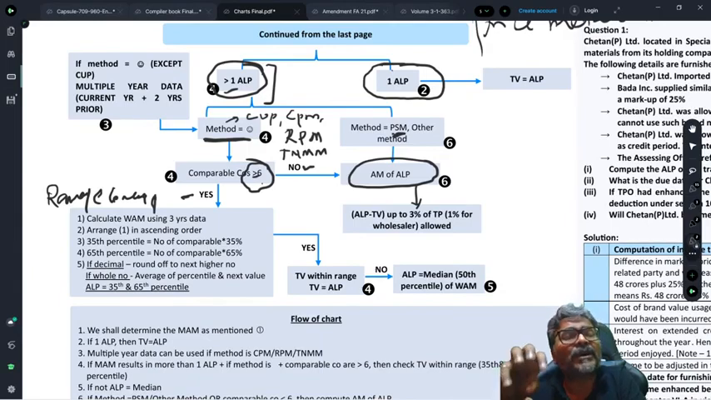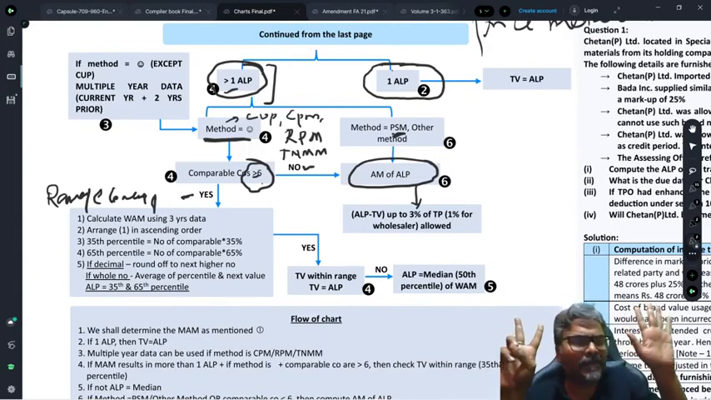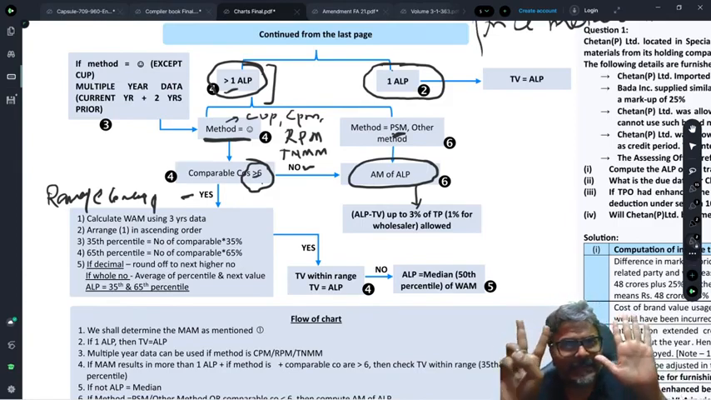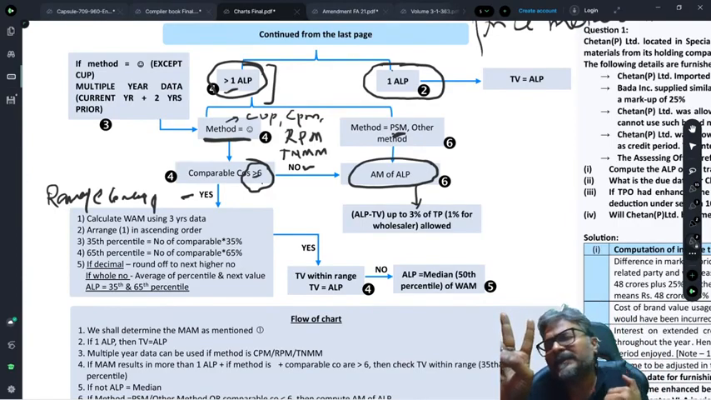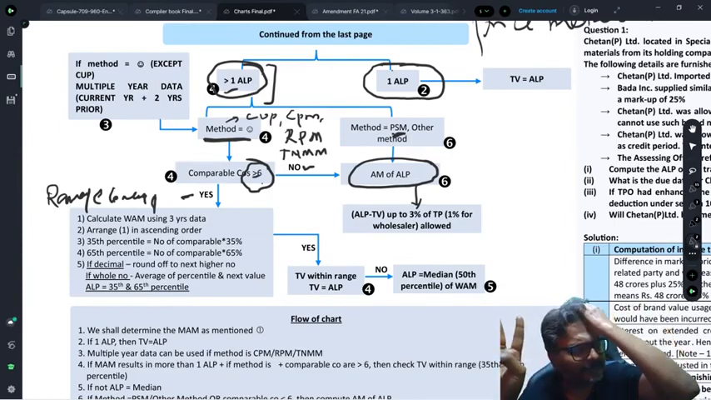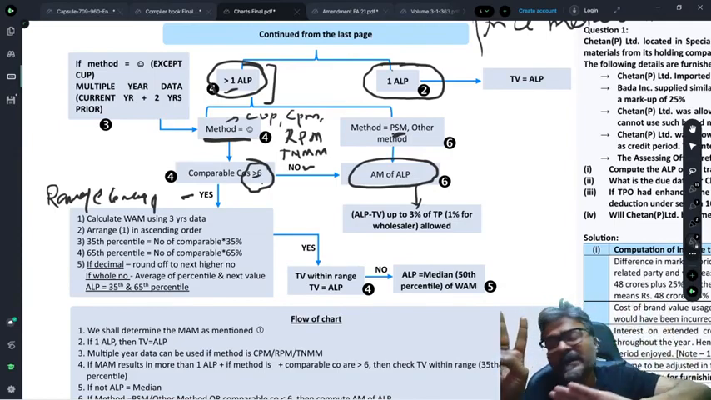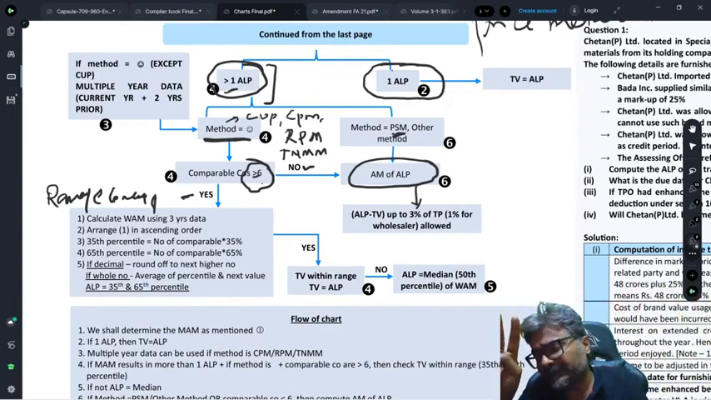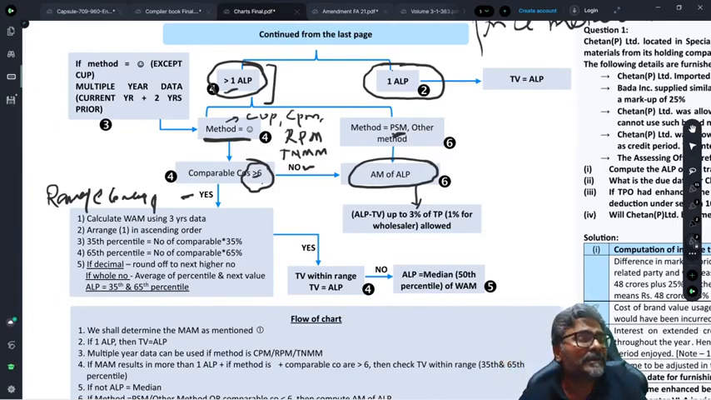Thereafter, check how many data points there are. Say, for example, the data is 7. Then the next step is to take 35% of the data. 7 into 35% gives you 2.1 something. So you will then take the next number, 3. In the decimal, you always go with the next number in the range concept. So you will go to 3. And against 3, what is the ALP that has been mentioned?